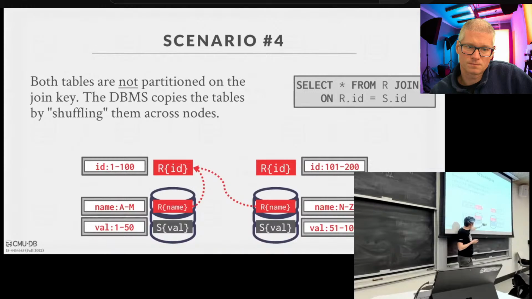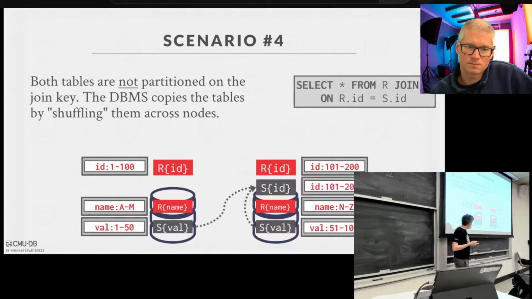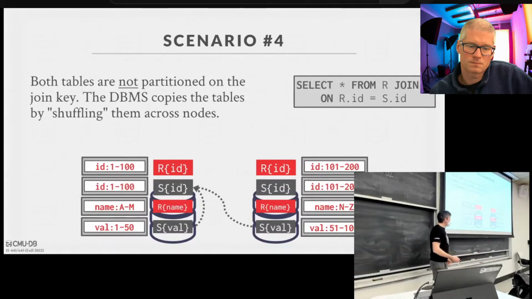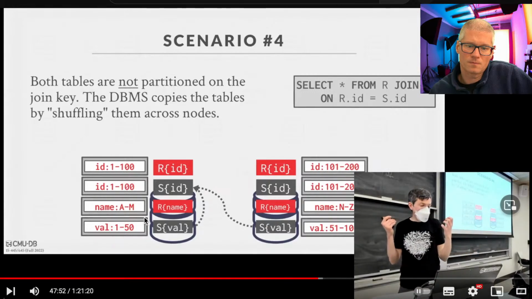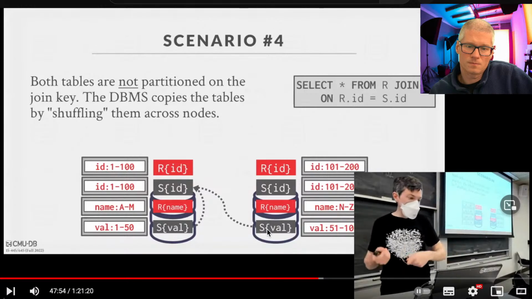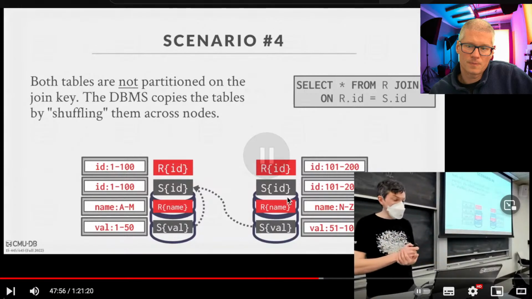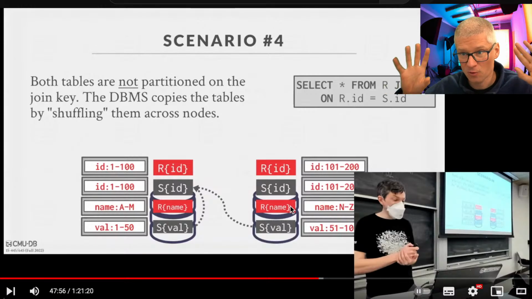The R values within this range go here. And I have to do the same thing for S. And then now I'm where I was before, where I have the data for R and S at each node matching up to my partition range. Yeah, so as you see from these scenarios, the goal is always to end up with co-partitions.